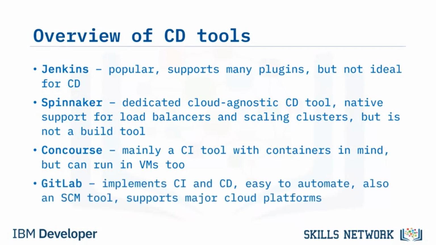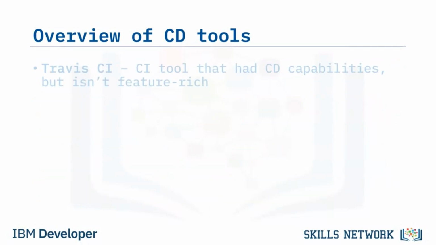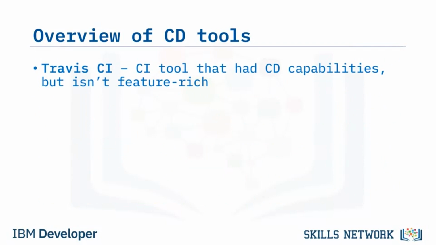Lastly, GitLab can implement both CI and CD. It's easy to automate the process of deploying code to production since GitLab is also a source code manager. It supports all major cloud platforms, making the CI/CD pipeline very flexible to build. Travis CI is another CI tool that contains CD capabilities. It isn't as feature-rich as other CD implementations, but it requires minimal maintenance.